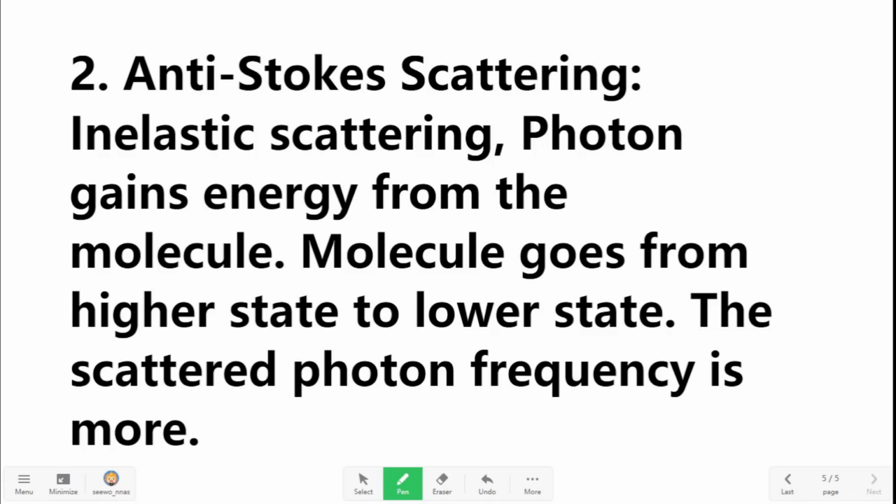Now the third type is anti-Stokes scattering. This is also an inelastic scattering. The photon gains energy from the molecule, which goes from a higher state to a lower state, and the scattered photon frequency is more. So nu scattered is greater than nu incident.